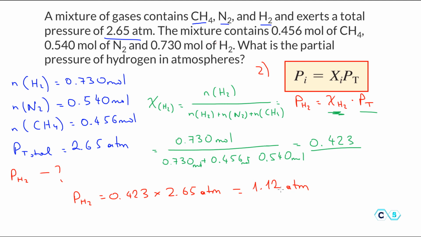This is how we can find the partial pressure of each of the gases. In fact, here, if I were to find the partial pressure of the nitrogen, I would first find the mole fraction of the nitrogen and then use the same formula, and same we can do for methane.